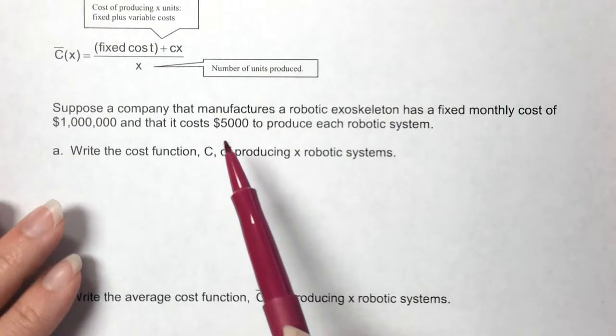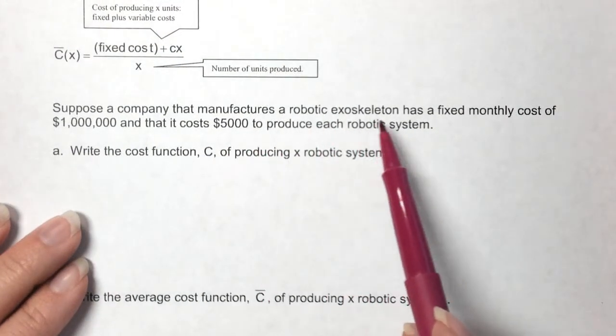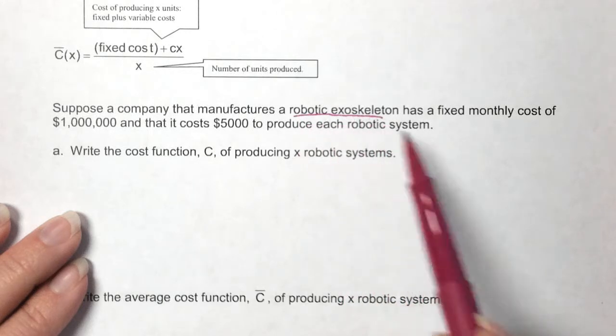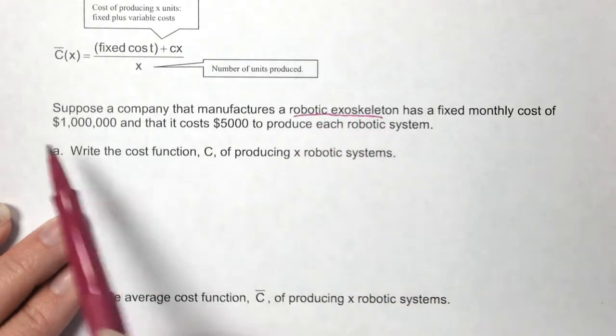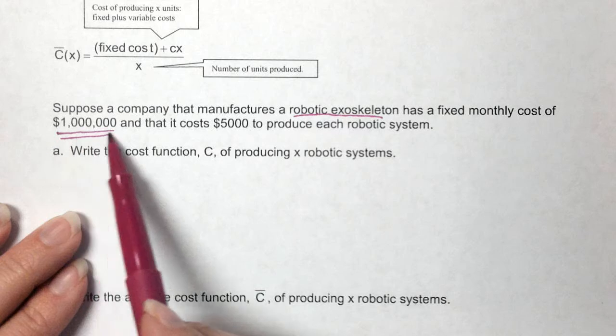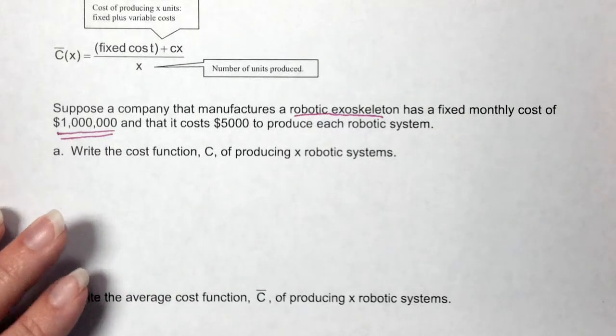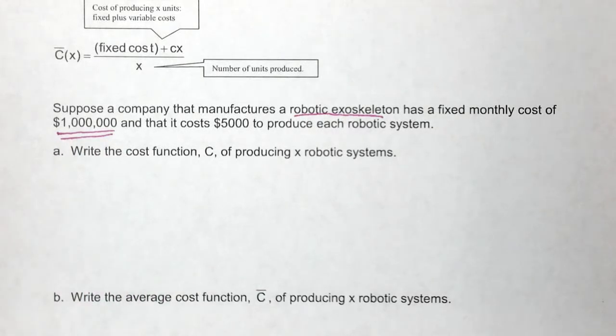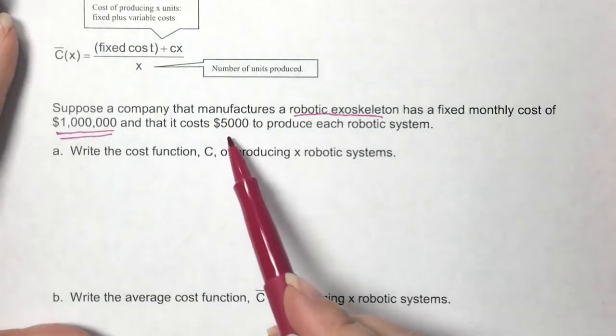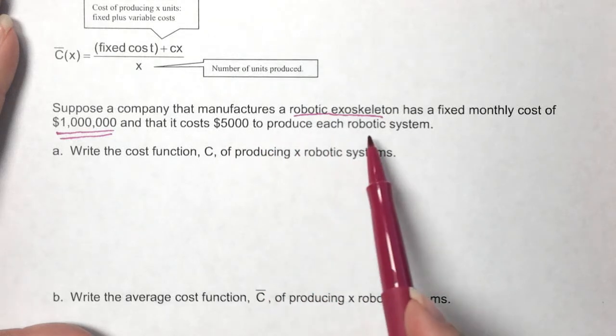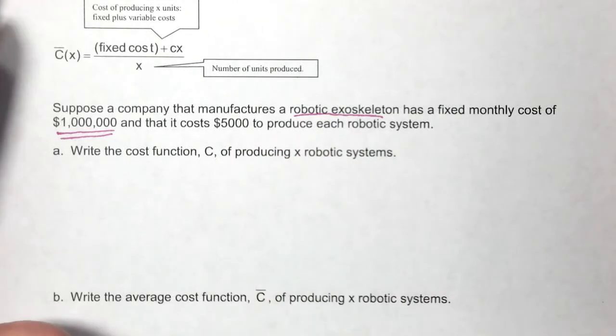So an example here. Suppose a company manufactures robotic exoskeletons, whatever those are, and they have a fixed monthly cost of $1 million. That means every month they have to pay $1 million in cost for probably rent on their building, maybe to pay their employees, different things like that. And then they pay $5,000 to produce each robotic system. That $5,000 is probably for their raw materials that they had to purchase.